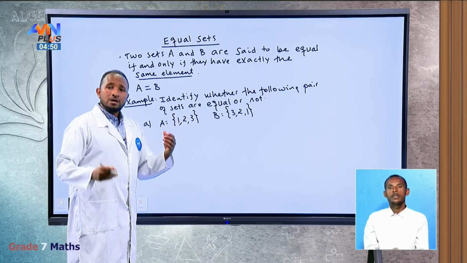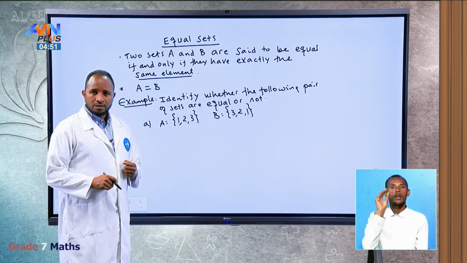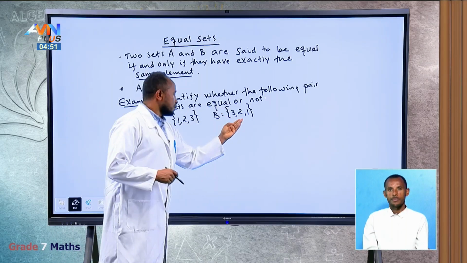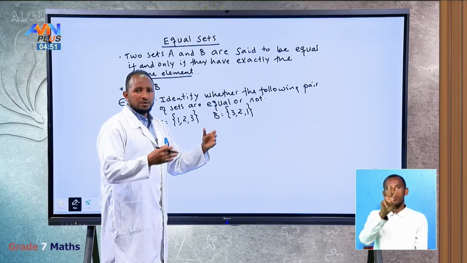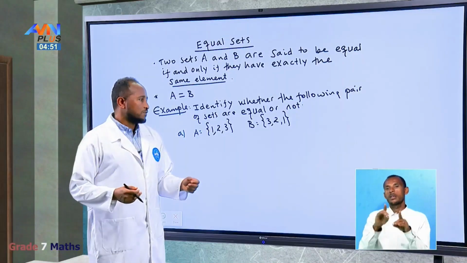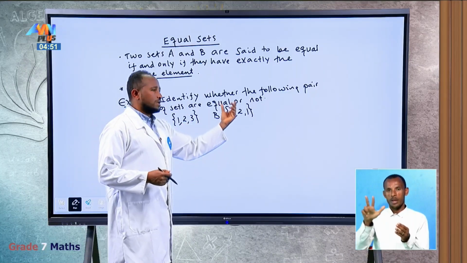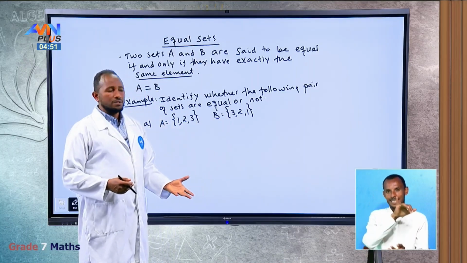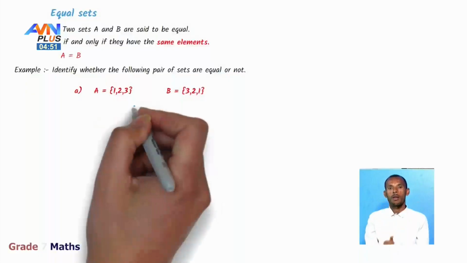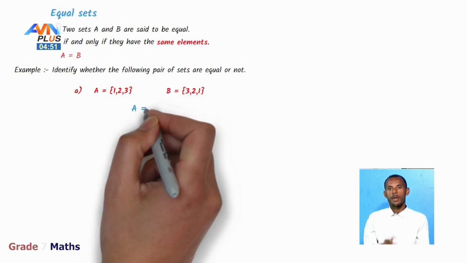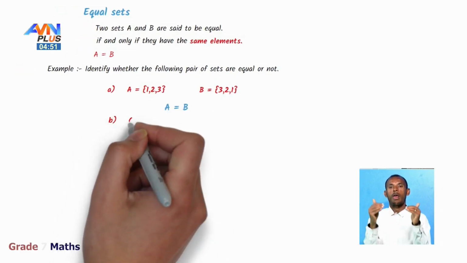Set A consists of the elements 1, 2, and 3. And set B also contains the elements 3, 2, 1. Writing the order doesn't change the sets. Therefore, set A and set B contain the same elements, so these two sets are equal sets.